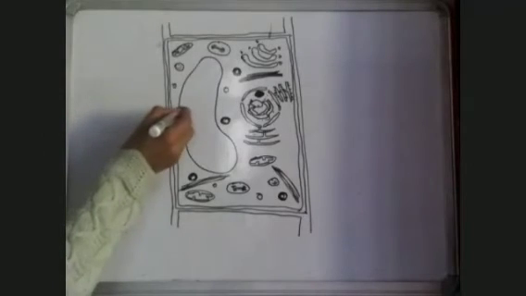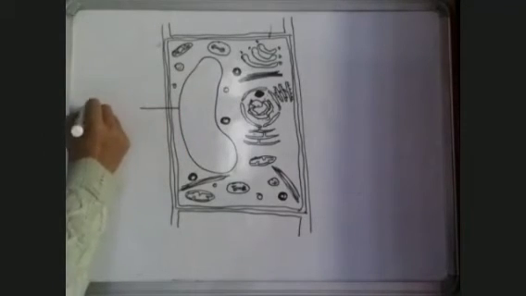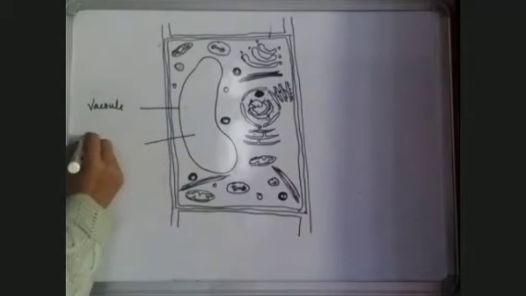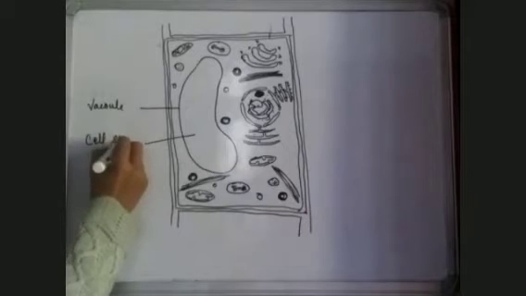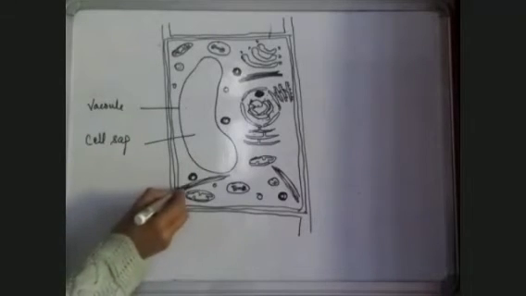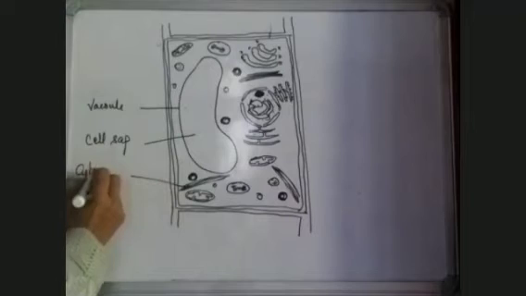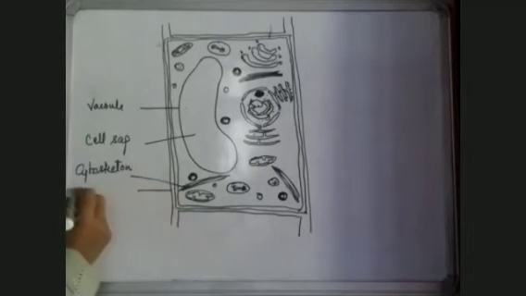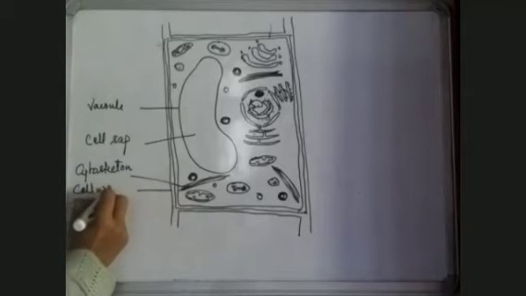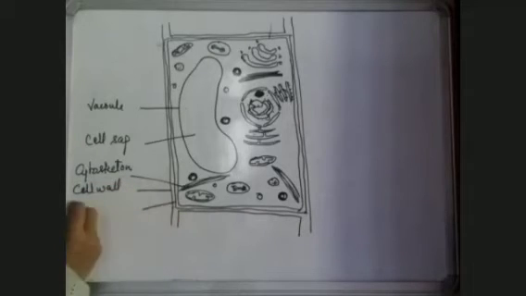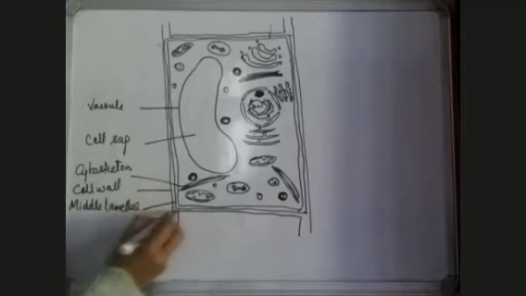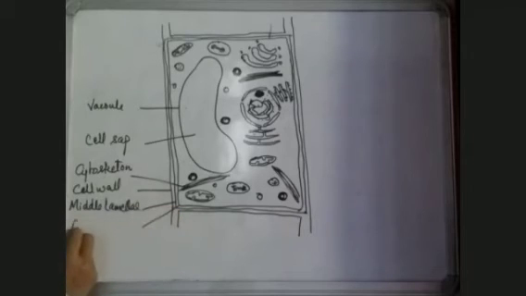This is a vacuole. This complete is a vacuole. And this vacuole is filled with cell sap. Cell sap is there. Then this is cytoskeleton. This is cell wall. The middle one is middle lamella. The inner one is cell membrane.